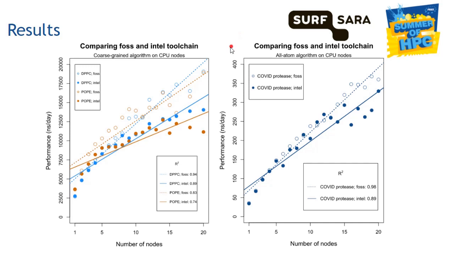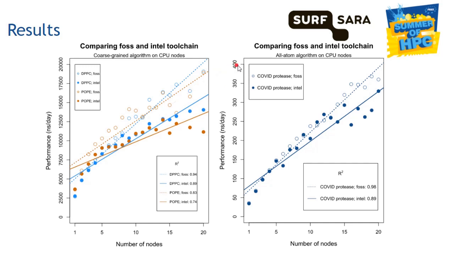If we look at the performance and scaling of the coarse-grained algorithm on the CPU nodes, we can see that both versions of GROMACS compiled with FOSS toolchain offer better performance as measured by how many nanoseconds per day we could simulate, and also better scalability as measured by R². There are some differences in the performance between the systems, which can be explained by the difference in the number of atoms and how they are distributed in the simulation box.